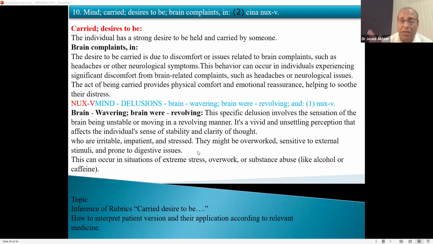Irritability, impatience, stress. They might be overworked, sensitive to external stimuli, and prone to digestive issues. This can occur in situations of extreme stress, overwork, and substance abuse, like alcohol.